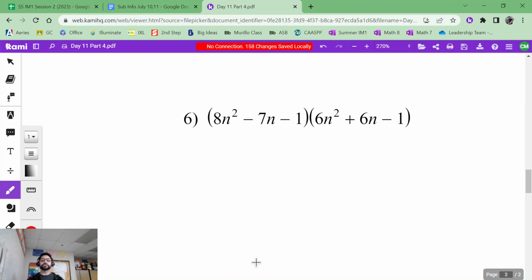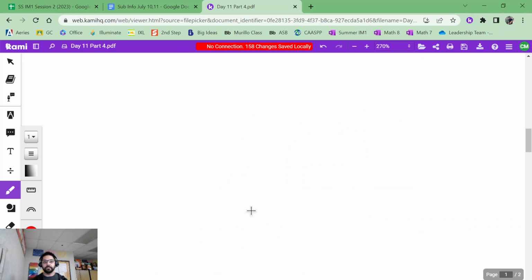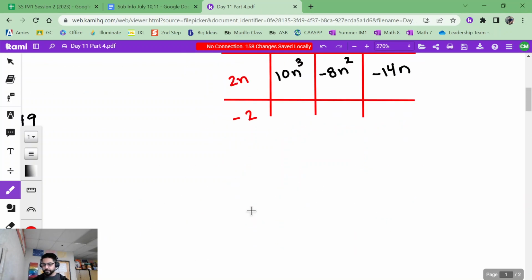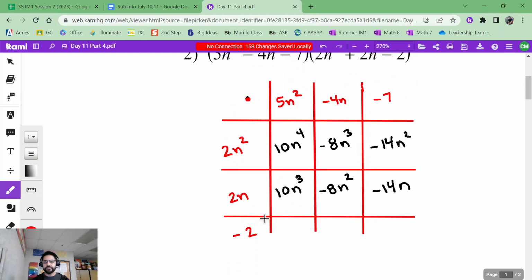What do you notice? The last one's multiplying by 2 as well. But there's no variables, and it's a negative 2. So again, we're just going to be careful there. So let's see. Negative 2 times 5 is negative 10. N squared tags along. Negative 2 times negative 4 is positive 8. N tags along. Negative 2 times negative 7 is positive 14.